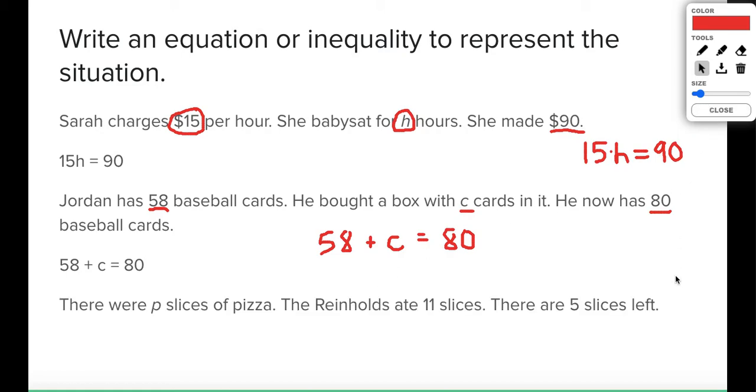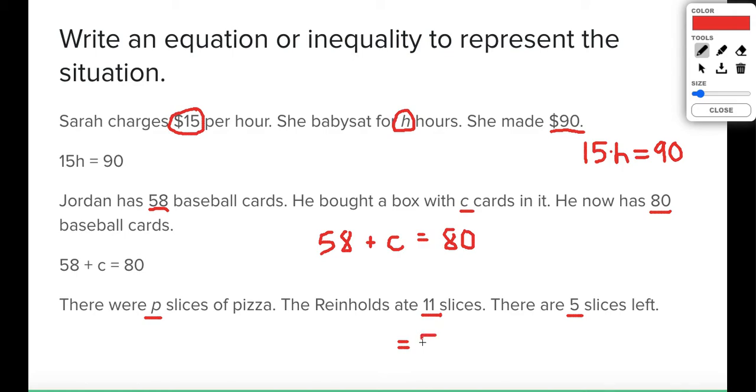There were P slices of pizza. The Reinholds ate 11 slices. There are 5 slices left. My important pieces here are the unknown number of slices, the fact that the Reinholds ate 11 slices, and our ending number, 5 slices. I don't see any words like more than or less than, which is telling me this is going to be an equation with an equal sign.